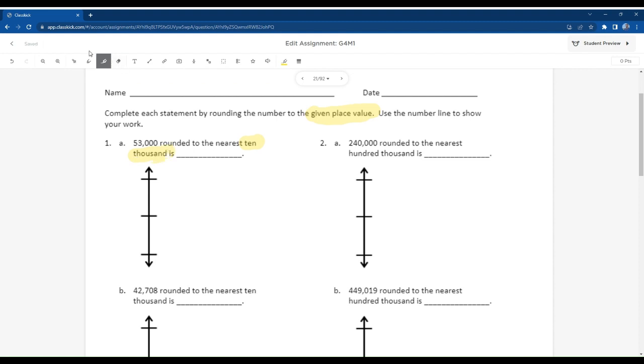So the process is exactly the same as when we were rounding just to the nearest thousand, but this time we're just moving whatever place value we're looking at. So this time we're rounding to the nearest 10,000. We're still going to identify which digit is in the place value that we're rounding. Since it asks us to round to the nearest 10,000, we need to identify the digit in the 10,000s place, which in this case is the 5.